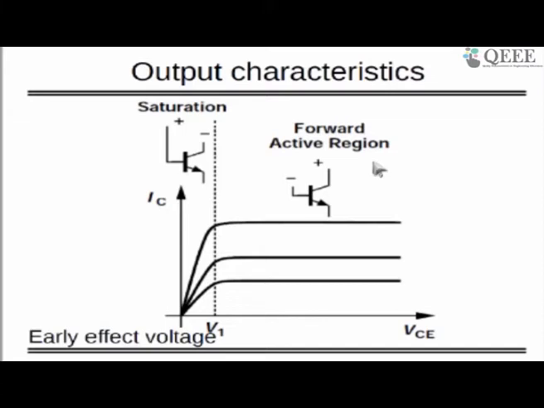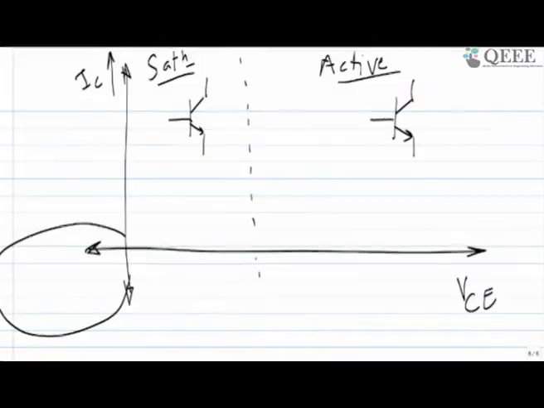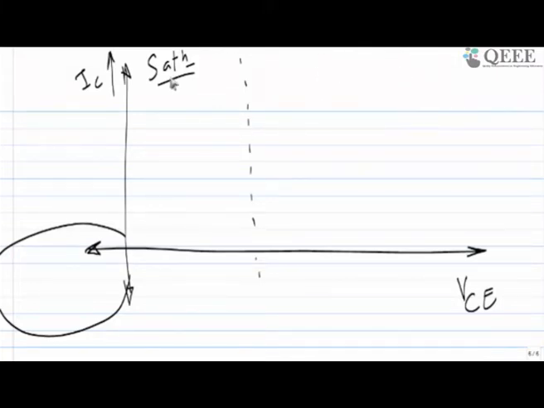For the active region, this negative is with respect to this plus, but still this part is relatively more negative than this negative. So this makes forward bias and this makes reverse bias, and that's how we have two different regions of operation. And this region of operation will decide the characteristic which looks like this one.